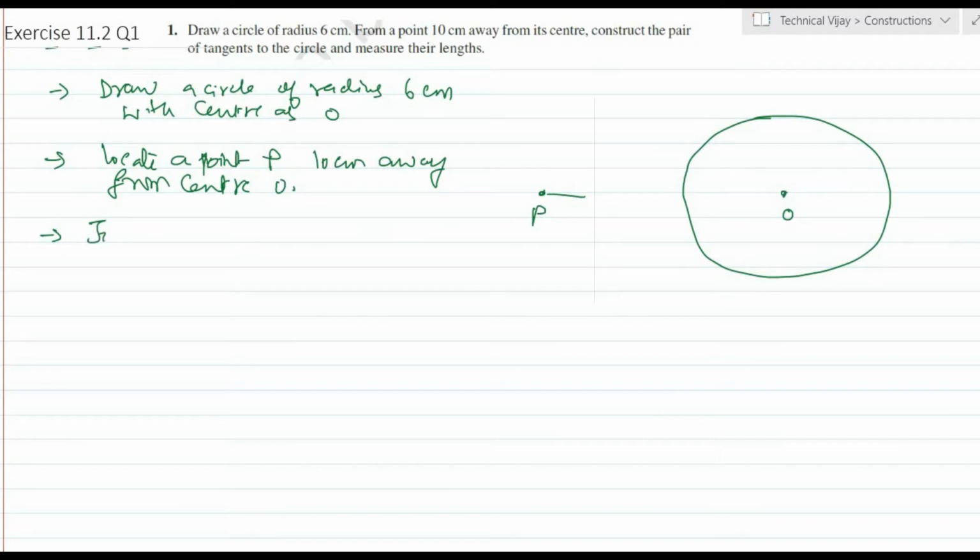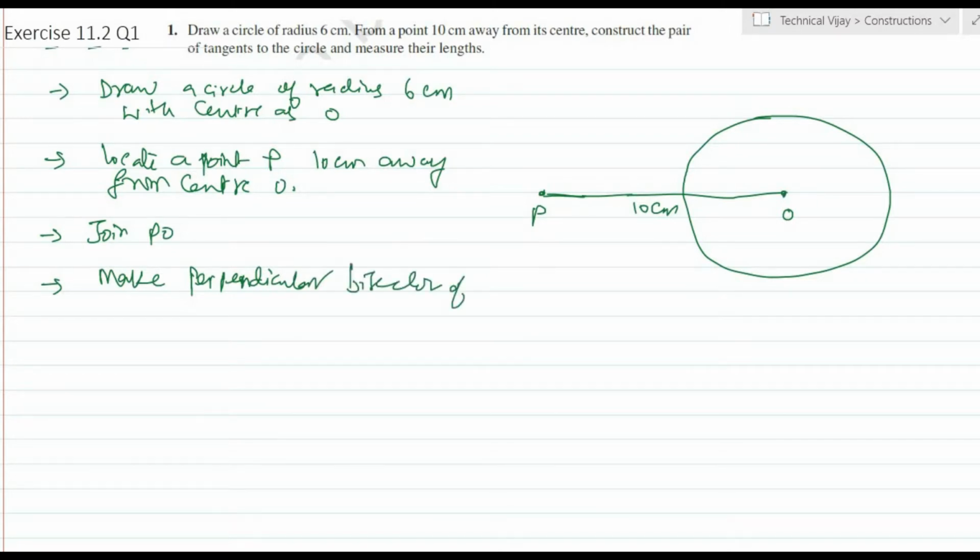Now join PO, joining point P to O. So this is 10 cm. After that, make a perpendicular bisector of PO. For this line segment we have to make a perpendicular bisector. Keep the compass at point P and take a distance more than half of PO. Make an arc, at the top and at the bottom.